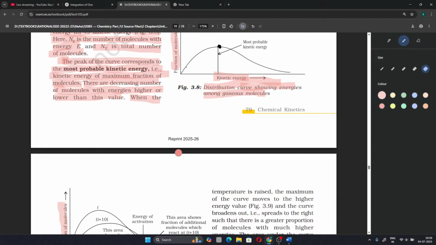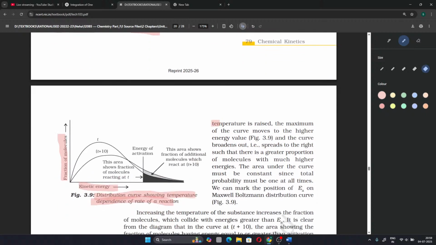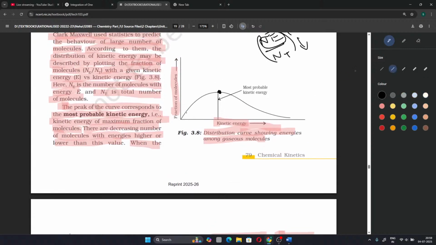When the temperature is raised, when we increase the temperature, the maximum of the curve moves to higher energy value. Let's say we are increasing the temperature, the kinetic energy also will increase. This graph will also move like this, and the new most probable kinetic energy will be increased. The most probable energy in T2 is higher than the most probable kinetic energy in T1.